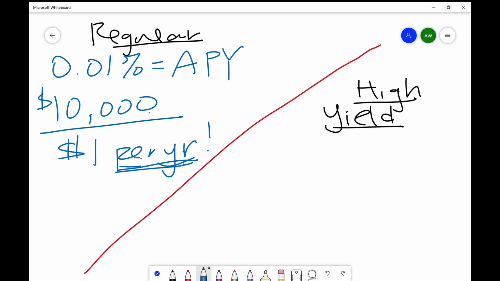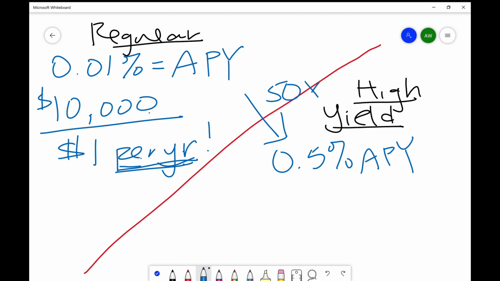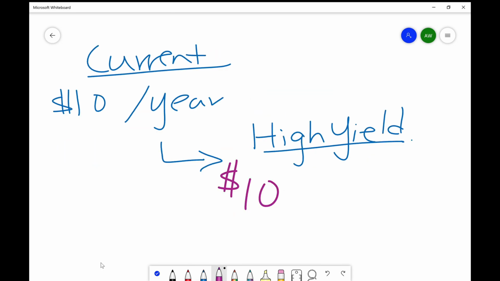Now let's take a look at a high yield savings account. For a high yield savings account, the interest rate can be on average 0.5% APY, which means that this is actually 50 times higher than the regular savings rate at a normal savings account. What does this mean for your money? Well, this means that you'll be making 50 times more interest in a high yield savings account than a regular savings account. So let's take a concrete example. If your current savings account is making $10 of interest a year, then putting that money into a high yield savings account would give you $10 times 50, which means it is $500.